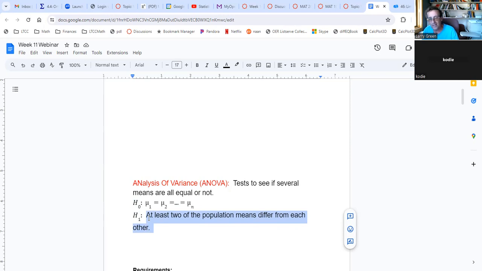Okay, so if you have H naught in words, I take off points. If you have H1 in symbols, I take off points. So again, every week we have different stuff. And for ANOVA, it's better to have symbols for H naught, words for H1, so I make it a requirement. Any questions so far?